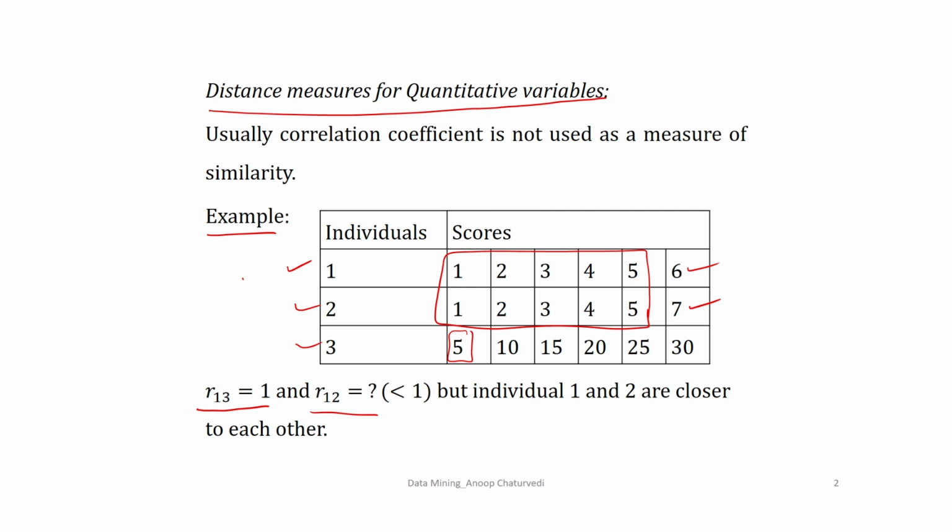So, if we consider the correlation coefficient, then it appears that individual 1 is more similar to individual 3. But if you just look at the scores, then you observe that individual 1 and 2 are closer to each other. So, that is why usually we do not use the correlation coefficient as a measure of similarity.